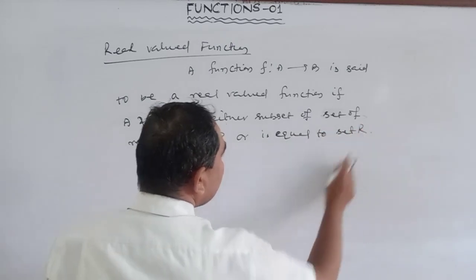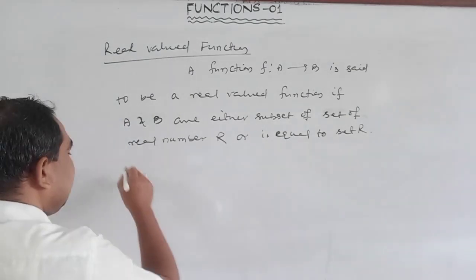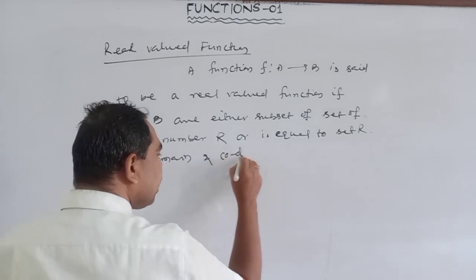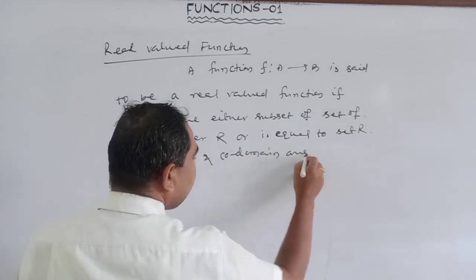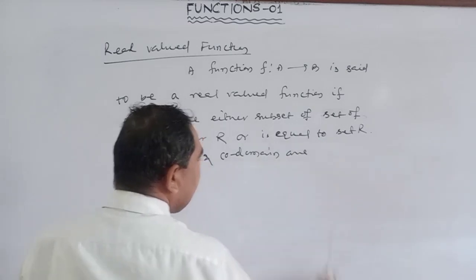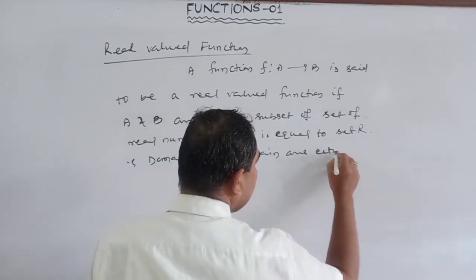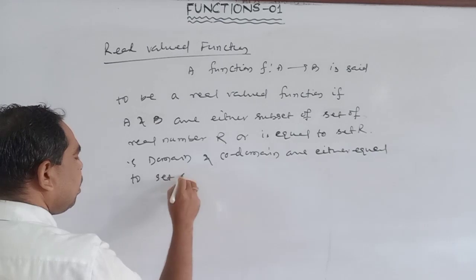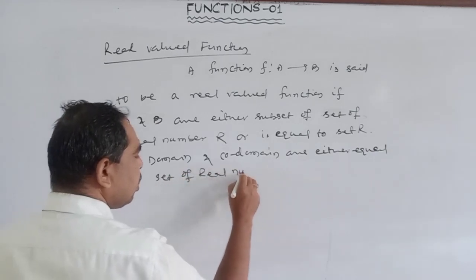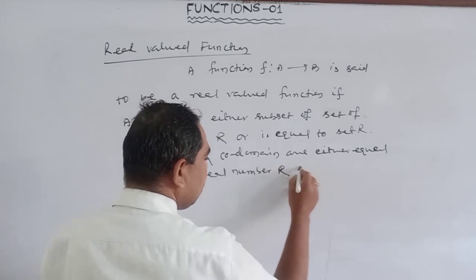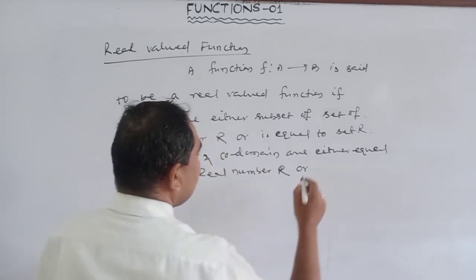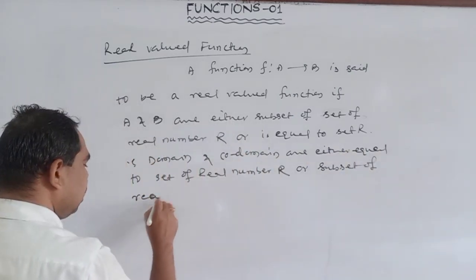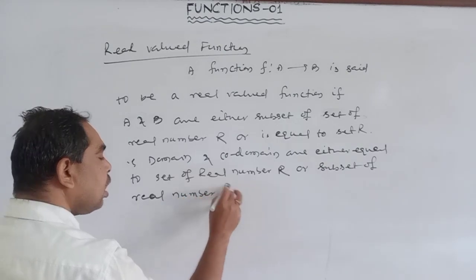Set R means both domain and codomain are either equal to the set of real numbers R, or a subset of the real numbers R. Okay.